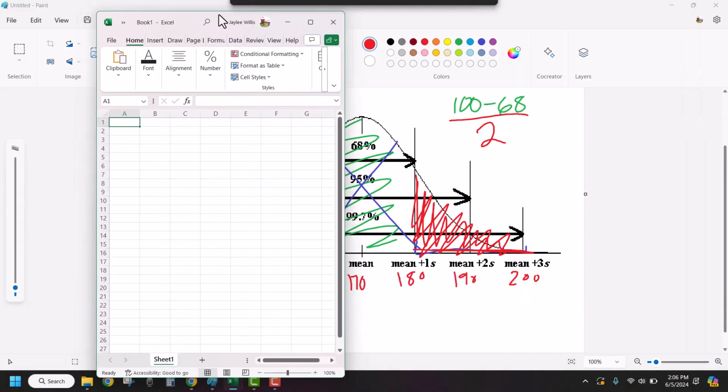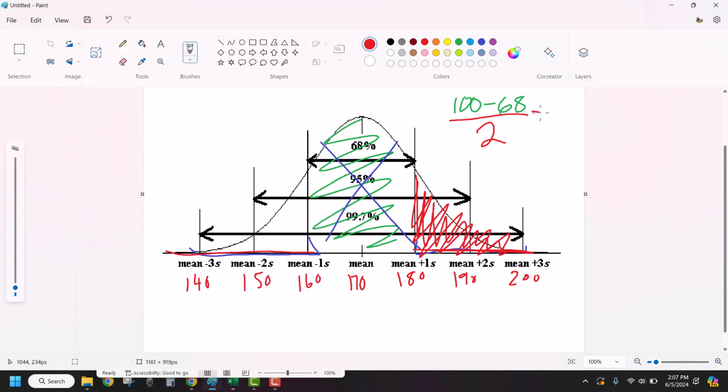So when I'm using Excel, or really when you're doing anything in Excel, you start all of your formulas with an equal sign, and then you type in whatever calculation you want to do. So I want to do 100 minus 68, and then I want to divide that result by 2. So in parentheses, to show that I'm doing this calculation first, I'm going to do 100 minus 68 and then divide by 2. And that tells me that the result would be 16.